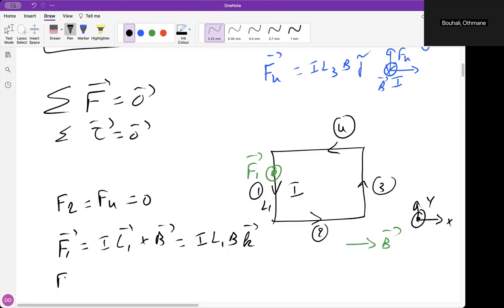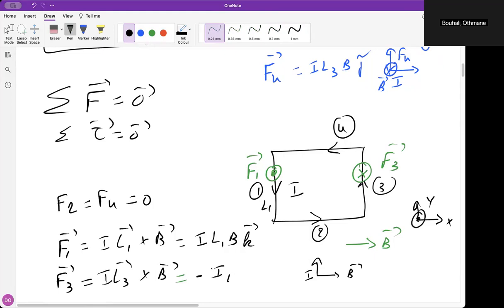And if you calculate the force on side 3, it will be I L3 cross B. You can see that L3 is going this way and the magnetic field is going this way. So if you do I cross B, it goes into the page. So this force F3 will be equal to minus I L1, or well, L1 and L3 are the same, B k.